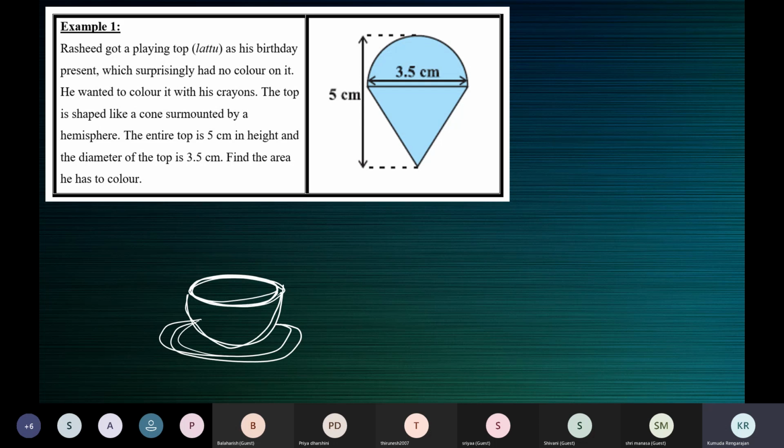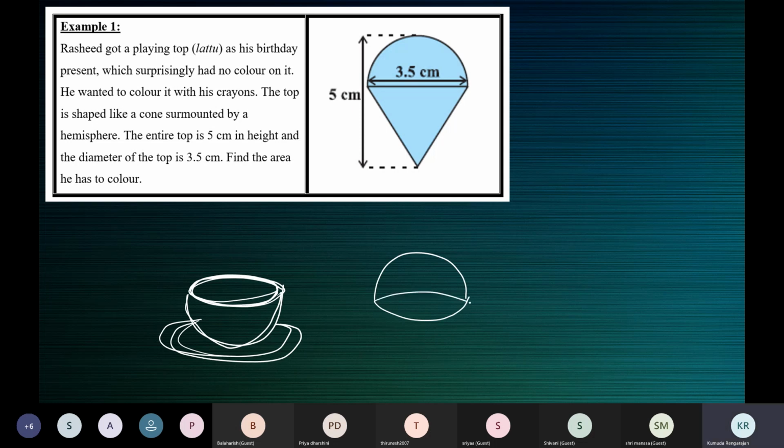The circular portion of the cone and the circular portion of the hemisphere are stuck together. You cannot see both of them. That means that portion is not available to be painted. So what portion of the hemisphere is available to be painted? Only the CSA.